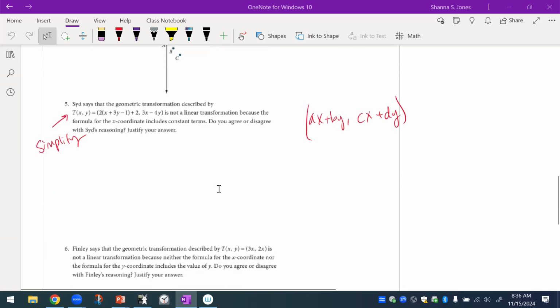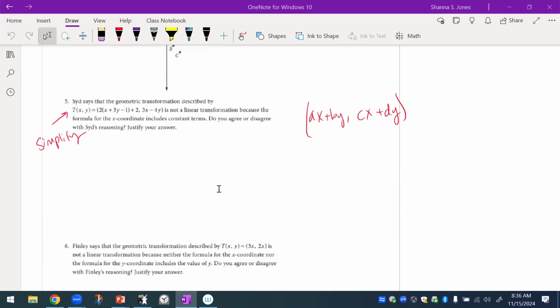All right, on here, it's asking you, is Sid correct? So Sid said that what she has here is this geometric transformation is not a linear transformation. So it's asking, is Sid correct? In order to answer if Sid is correct, then you have to write it in the form of AX plus BY, comma, CX plus DY. If you have a constant remaining, which means that you have a number with no variable, right? A constant is a number with no variable, then it's not a linear transformation, okay?